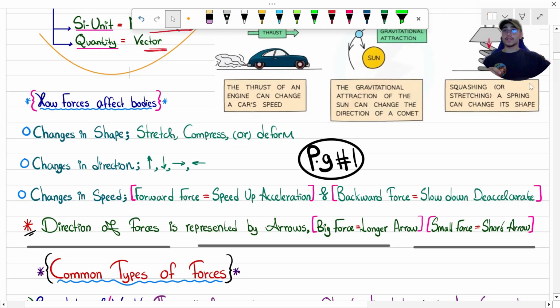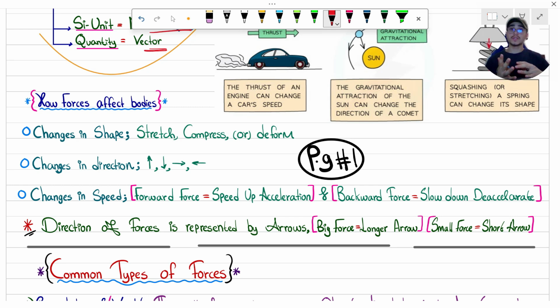How do forces affect bodies? Forces can change the shape of the body. It can stretch it, compress it, or deform it. For example, a spring. When you apply forces on both sides of the spring, it changes the shape of the spring by compressing it. Forces can change direction, up, down, left, right. When you're driving a car and you move to the left, many forces are applied here: force of gravity, force of friction, force of thrust. But all these forces cause the car to change its direction to the left.